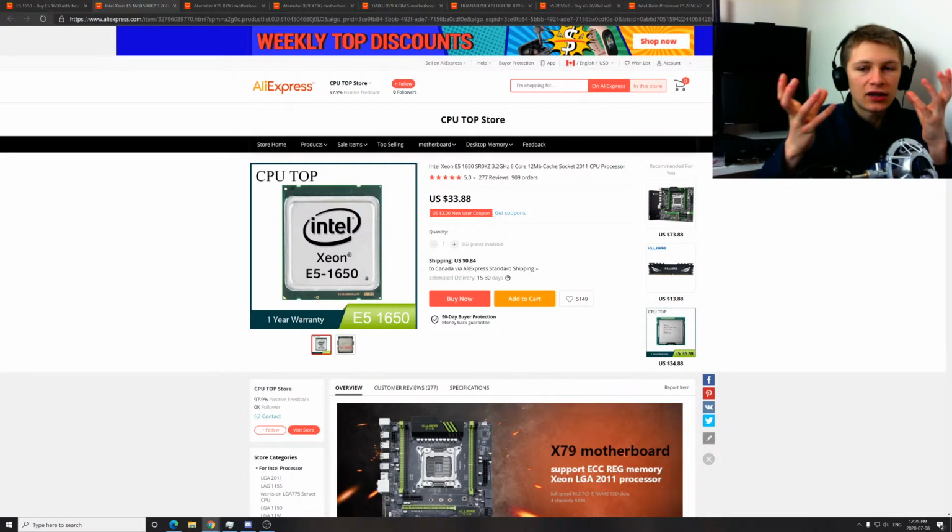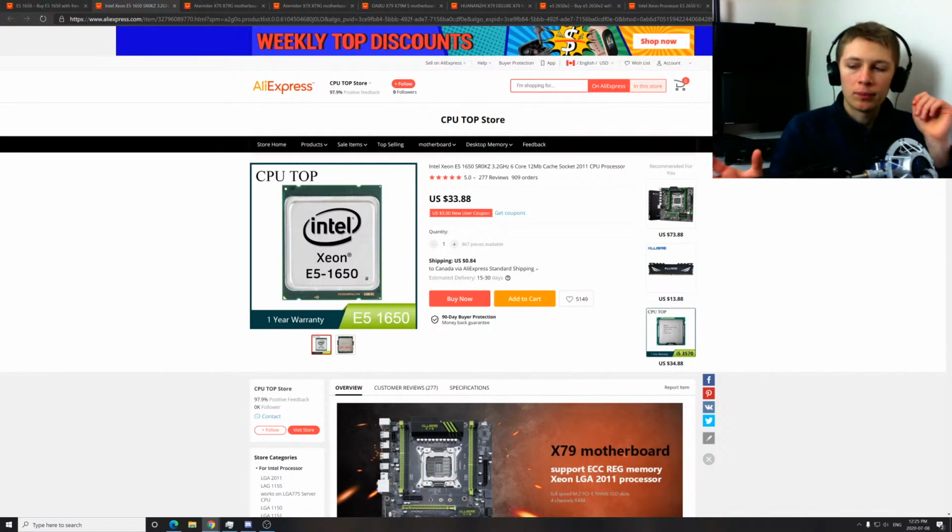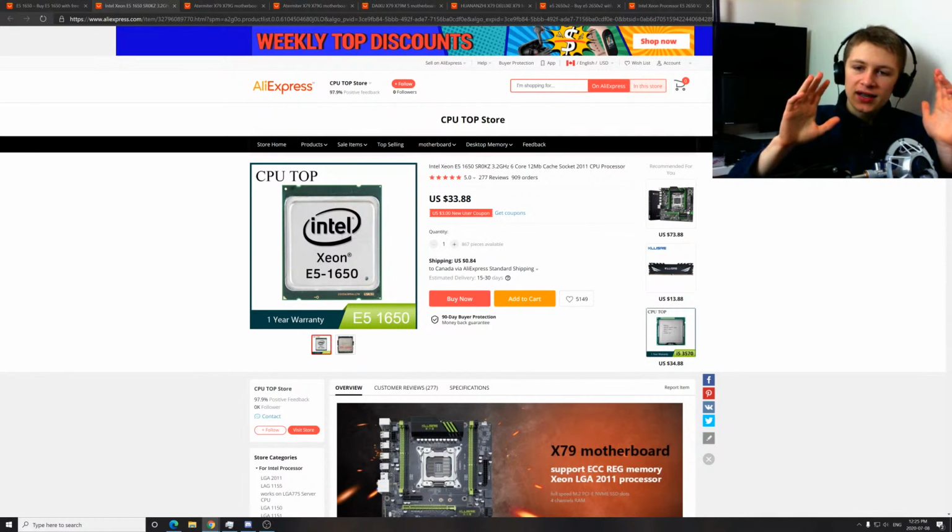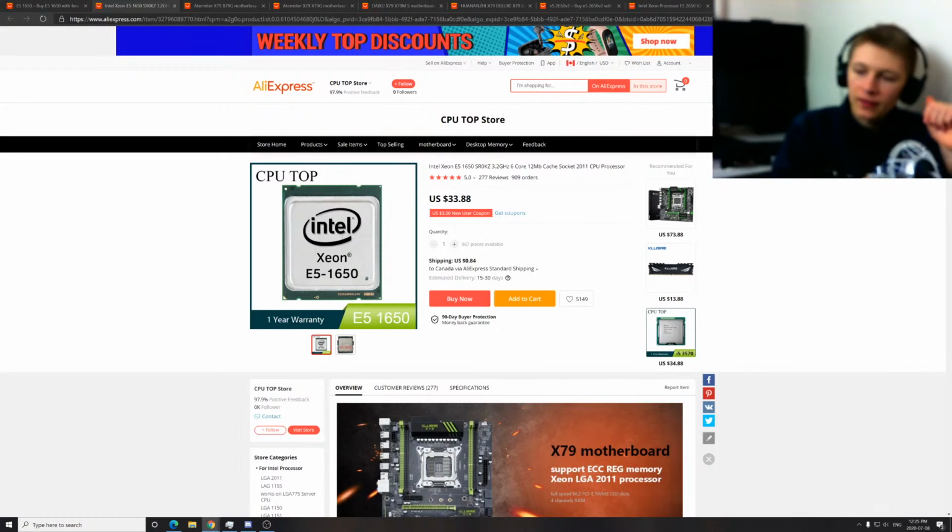I notice a big difference there. I like the 6-core Xeon a lot better. I find it's a lot smoother. Yeah, your highest frame rate might not be as high, but overall, it runs consistently smooth. You don't get stutter, you don't get lag.